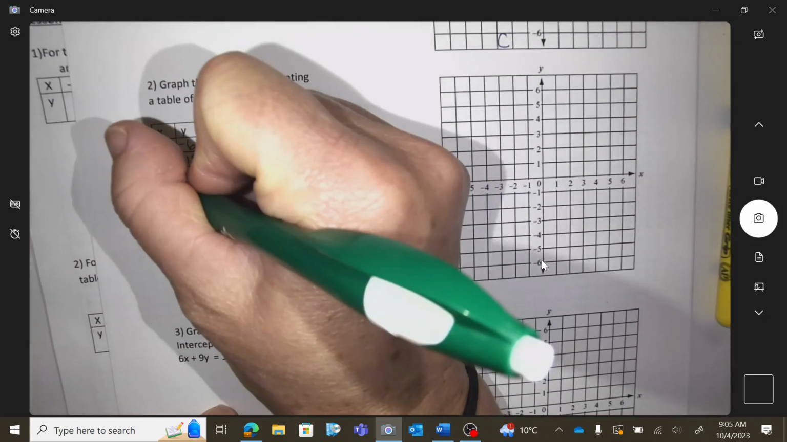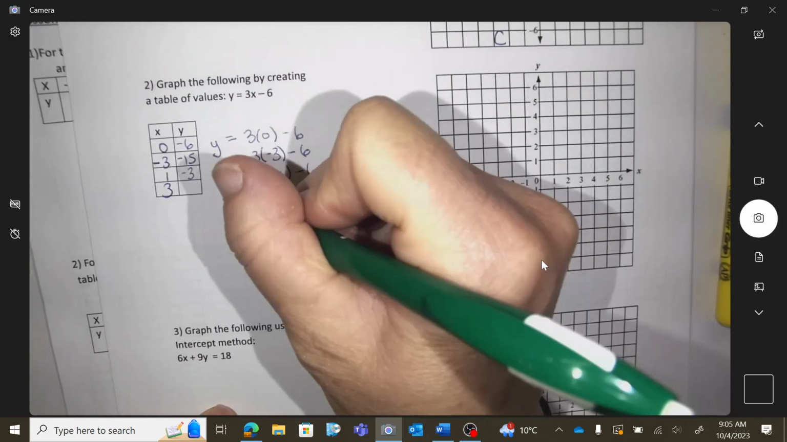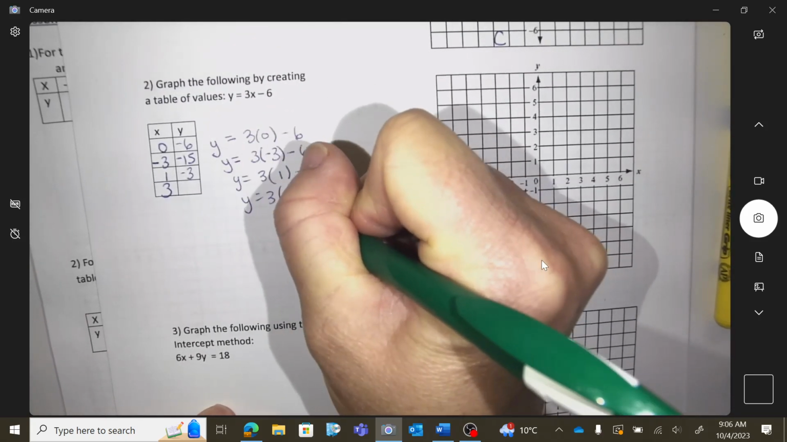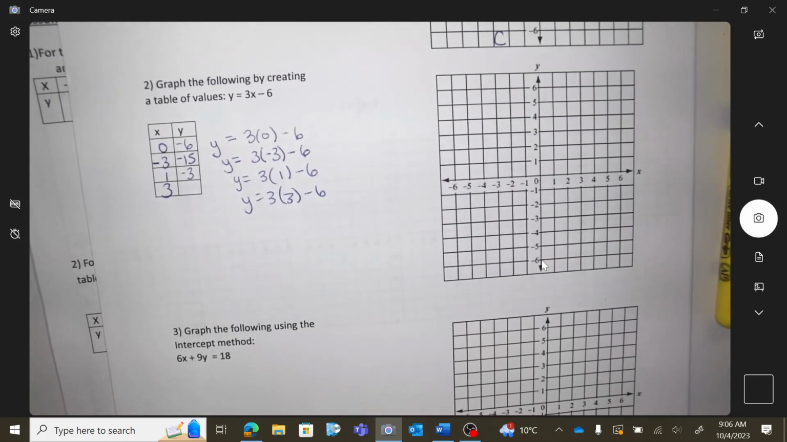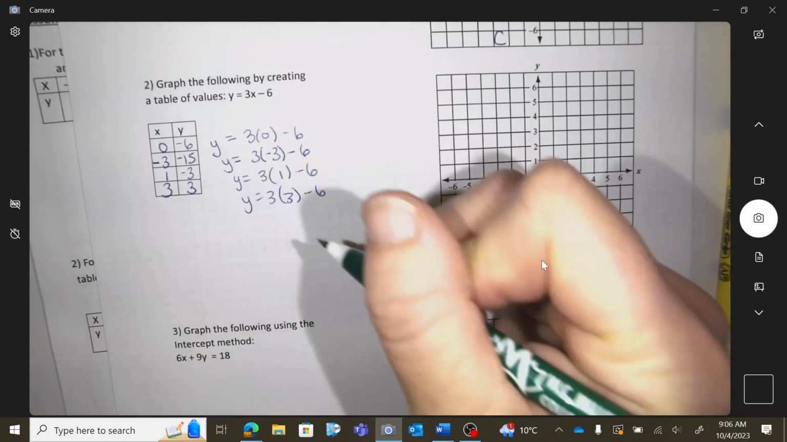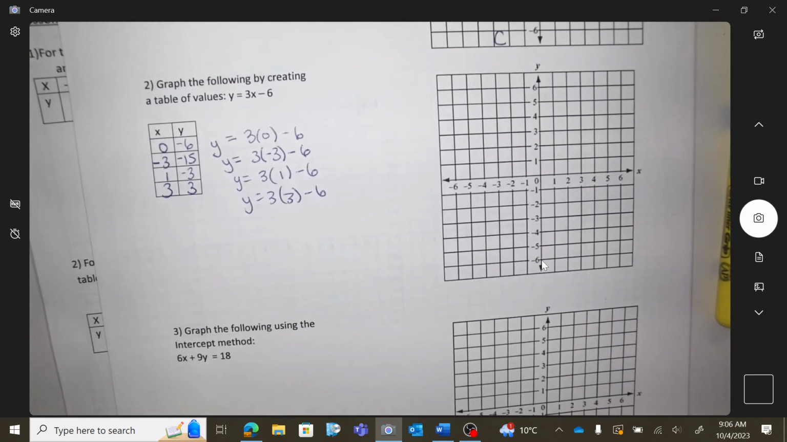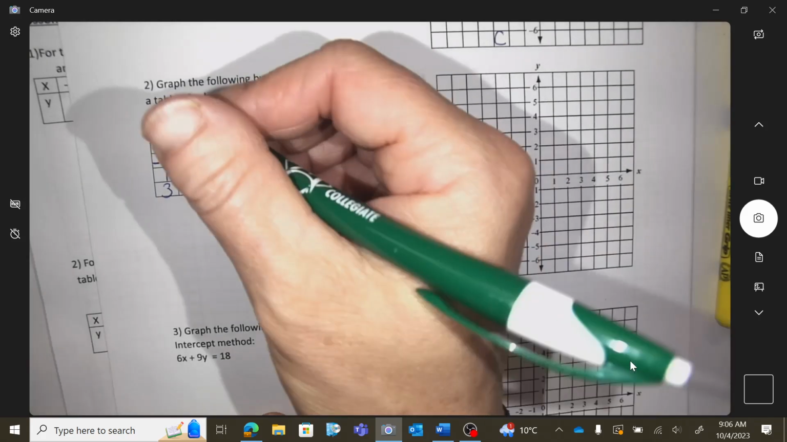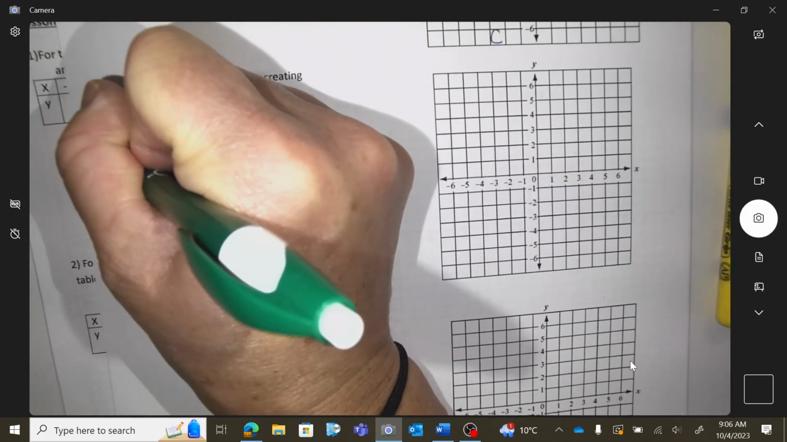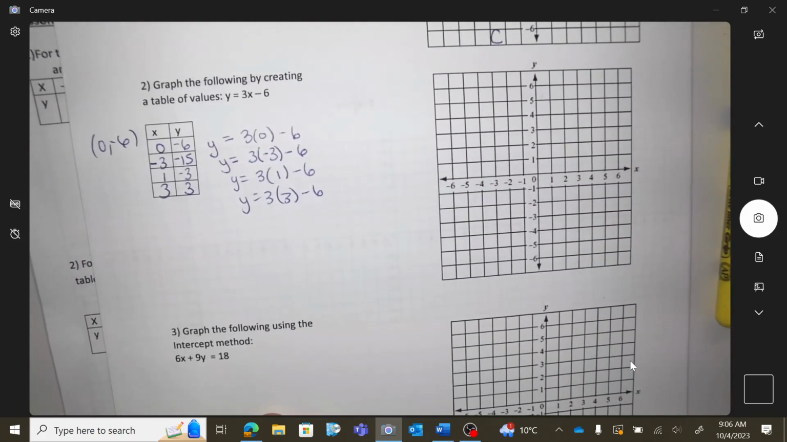I'm going to go, I don't know, let's go 3. 3 times 3 minus 6. 9 minus 6, which is 3. Okay, so I need you to plot these coordinates. So for instance, this first one would be the coordinate 0, negative 6. Okay, and then plot them and we'll see what happens.